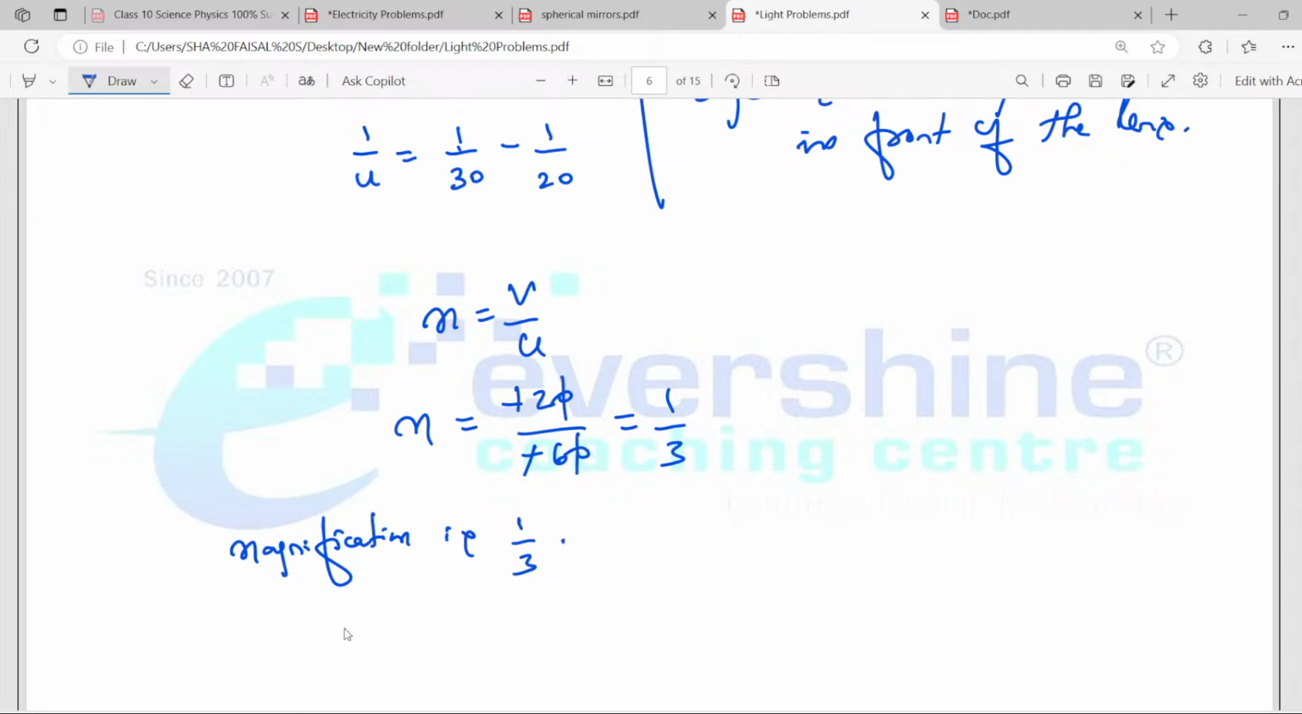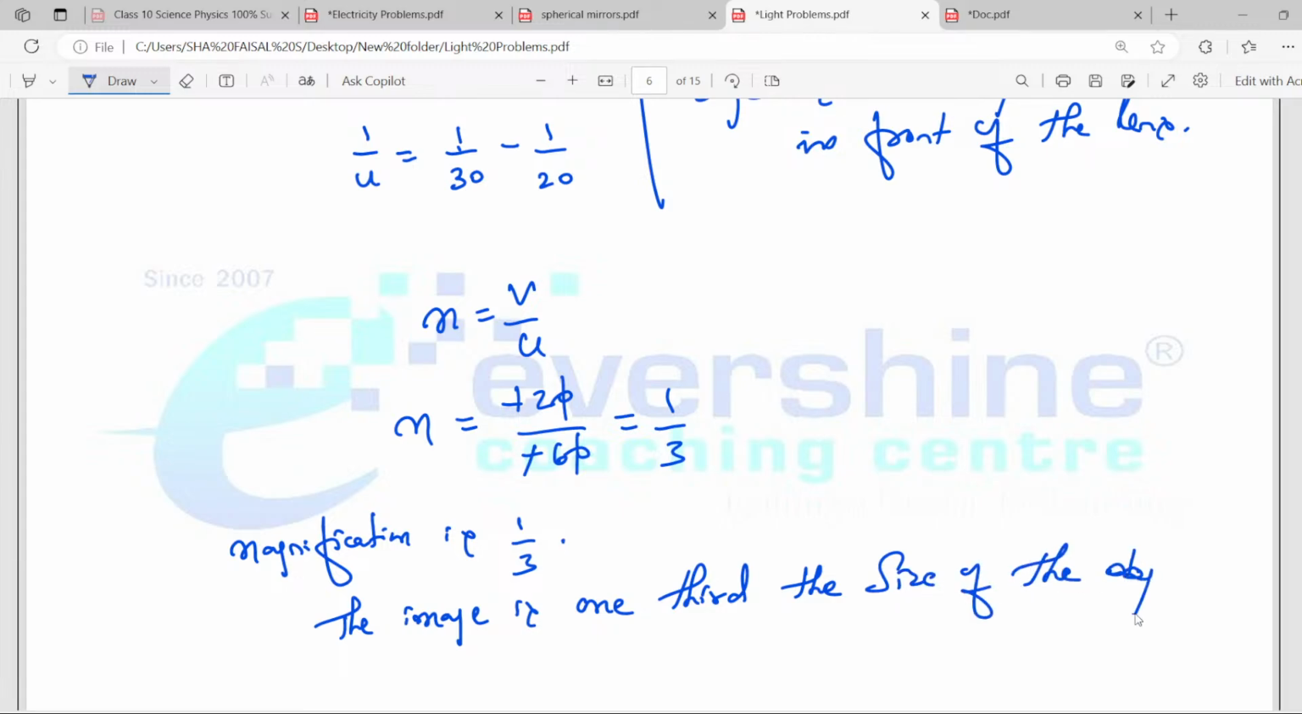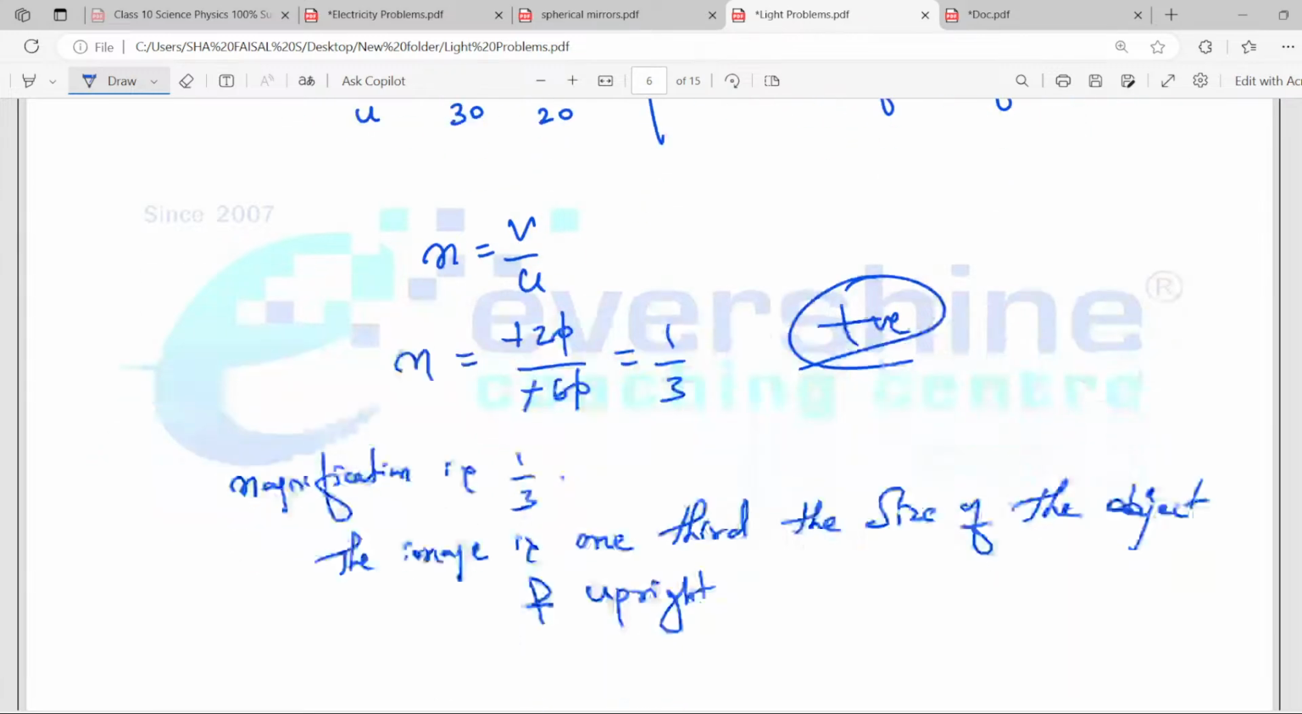Understood? It means the image is 1/3 the size of the object, and it is upright. Upright means erect because it is positive. We got the value of M positive, so it is upright. Any doubts? Image is 1/3 of the size of the object and it is upright. This is the comment you should write.